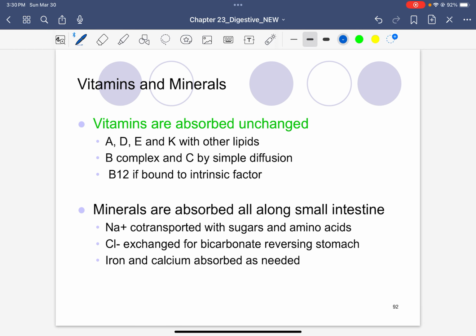Folks, we're on the last slide. Here we go. When it talks about vitamins and minerals, they can be a little bit different too. Vitamins, for example, it's in green, you need to know it. Vitamins are absorbed unchanged. What that means is they don't have to be digested. You bring in vitamin C in your orange juice, your body doesn't have to break down that vitamin C into any smaller parts. Your body is able to absorb that vitamin C in the same form that you ingested it in the orange juice.